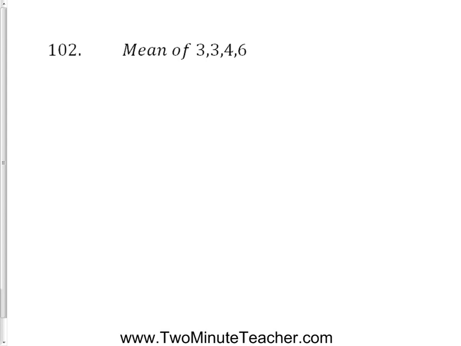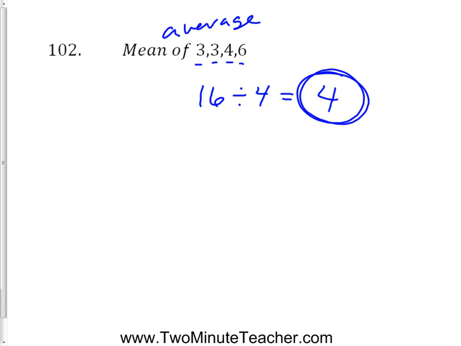Well, mean, just remember that that's the average. And the average is found by adding them all up and dividing by how many there are. In this case, I have 4 numbers, so if I add them all up, that's 6 and 4 makes 10, plus 3 is 13, plus 3 more makes 16. I got 16 total, divided by how many there are. There's 4. 16 divided by 4 is 4. So the mean of this is 4.